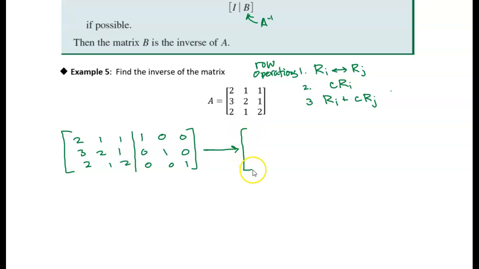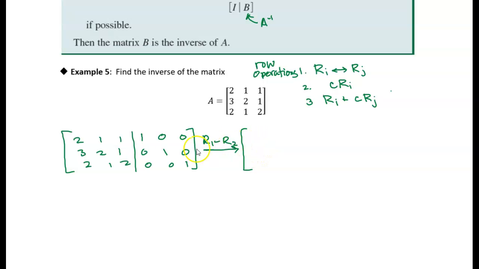All right, so I need a 1 in the upper left-hand corner. I have to think about how I can get a 1 in that corner. Well, I see that row 1 and row 2 are only 1 apart. So if I take row 1 and subtract row 2, I'll get a -1, and it's easy enough to then multiply everything by -1 and get a +1. So why don't I do that first?